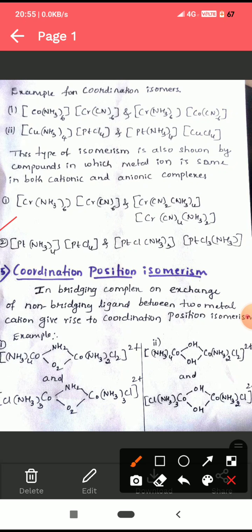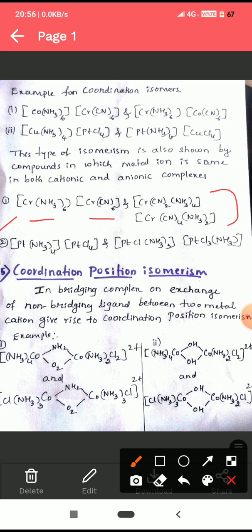Here chromium is bonded to ammonia. In both the ions, the central metal ion is chromium. Chromium is bonded to ammonia. Here chromium is bonded to cyanide. In the second type of isomer, here chromium is bonded to 2 cyanide and 4 ammonia. Here chromium is bonded to 4 cyanide and 2 ammonia.